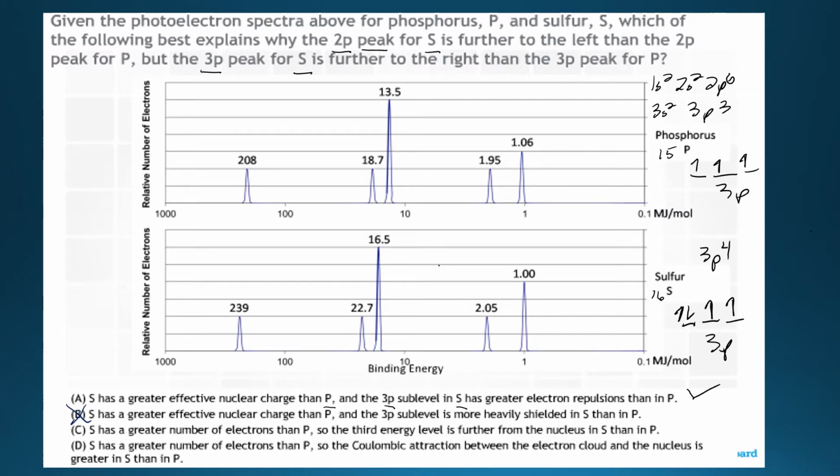For part C, S has a greater number of electrons than P. That's true. So the third energy level is further from the nucleus in S than in P. Not true. D, S has a greater number of electrons than P, so the Coulombic attraction between the electron cloud and the nucleus is greater in S than in P. It would not be because of the greater number of electrons. So your best answer is A.